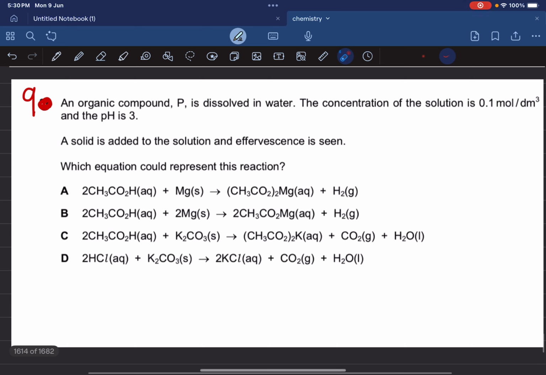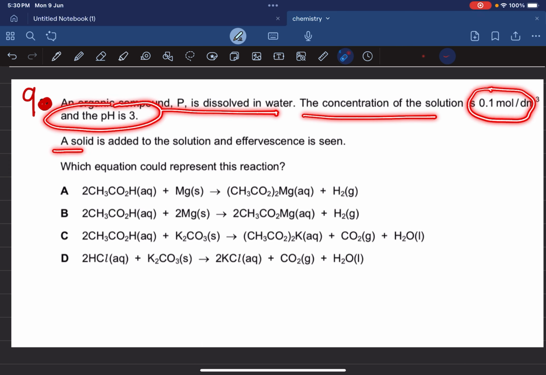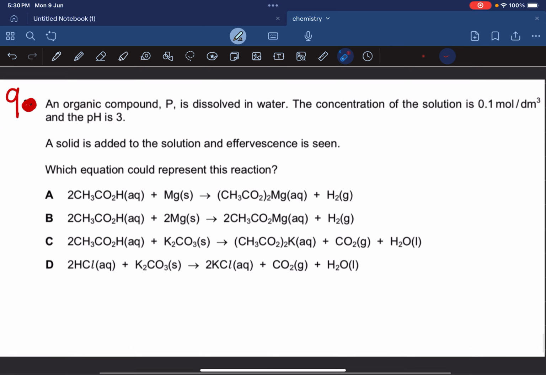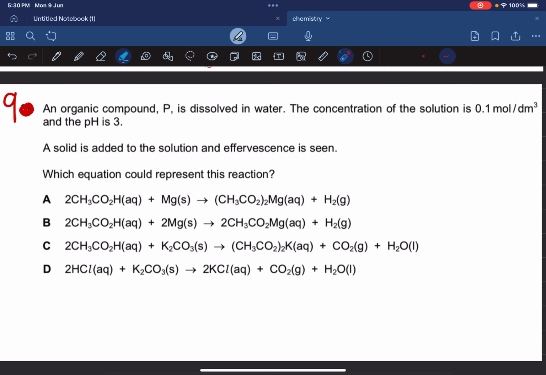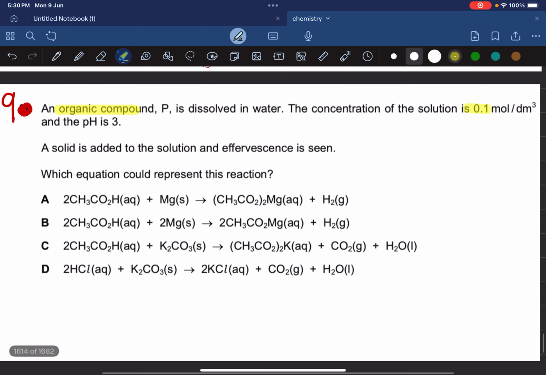Okay, an organic compound, P, is dissolved in water. The concentration of the solution is 0.1 mole per dm cube and the pH is 3. Okay, a solid is added to the solution and effervescence is seen. Which equation could represent the reaction? Okay, first of all, important bits of information I have. It's an organic compound. Okay, second important bit, the concentration is this. Okay, and third important bit, the pH is 3.